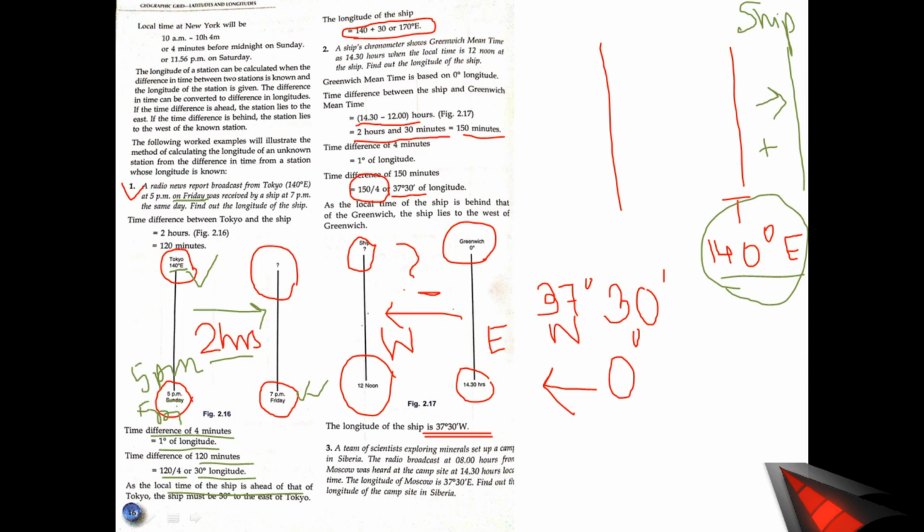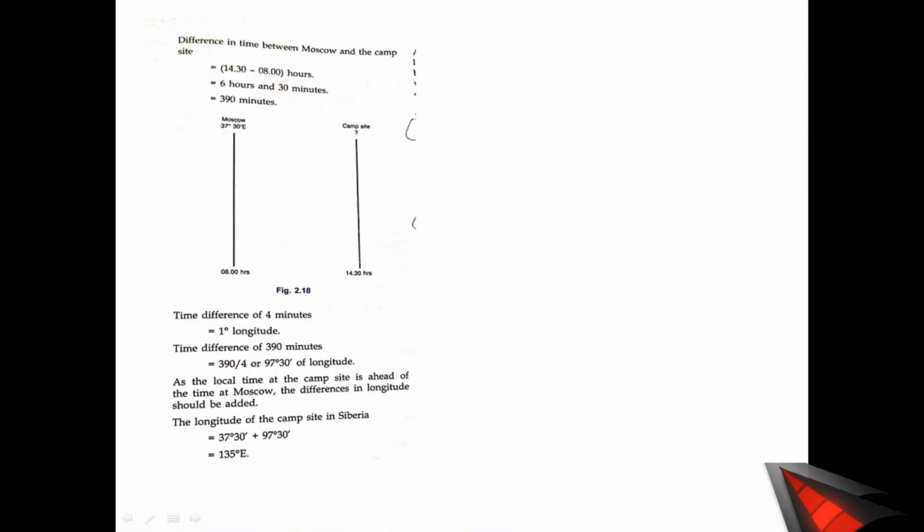A team of scientists exploring minerals set up camp in Siberia. A radio broadcast at 8 hours from Moscow was heard at the campsite at 14:30 hours. The longitude of Moscow is 37 degrees 30 minutes east. Find out the longitude of the campsite in Siberia. As per the question, it was broadcast at 8 hours and received at 14:30. So automatically the location is situated eastward of Moscow because the time is ahead.